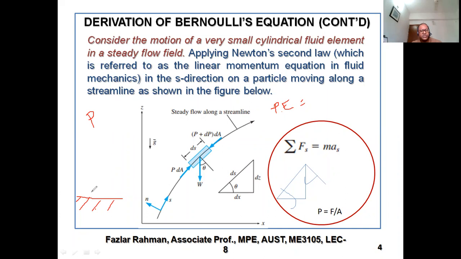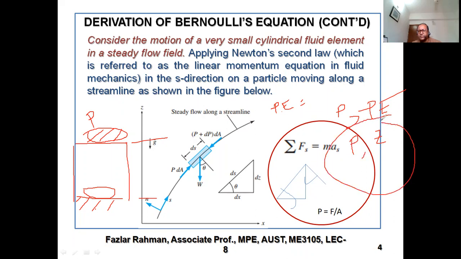Now, if this cylinder is on the ground floor, then it doesn't have any potential energy, because height with respect to the ground floor is 0. But if the same cylinder is taken to the rooftop of your house, then it has additional energy, that is potential energy, right? So this cylinder now has two types of energy. Number one is pressure energy, then it has potential energy. This potential energy normally depends on vertical height, right? So that height I am expressing with letter Z, and P is the pressure. So these two energies we have now in the cylinder.